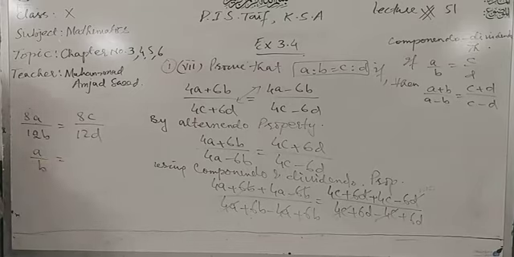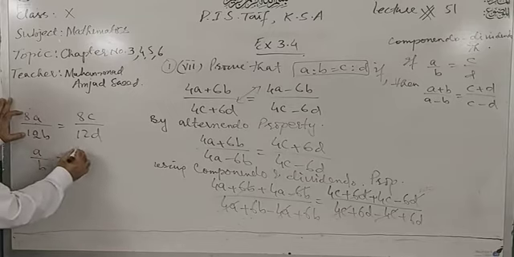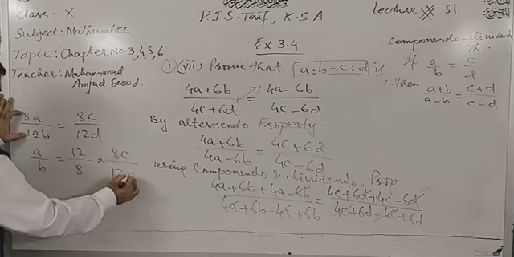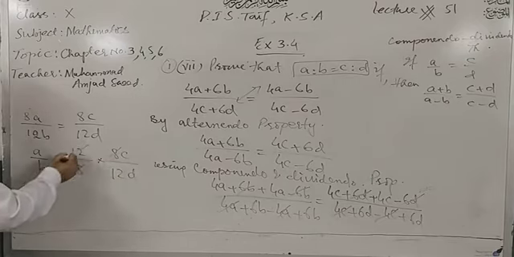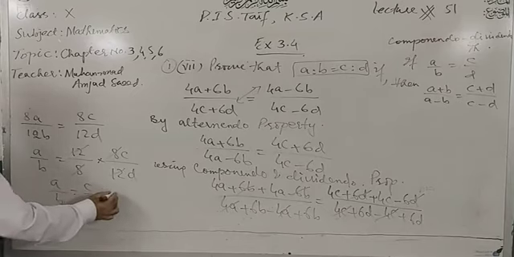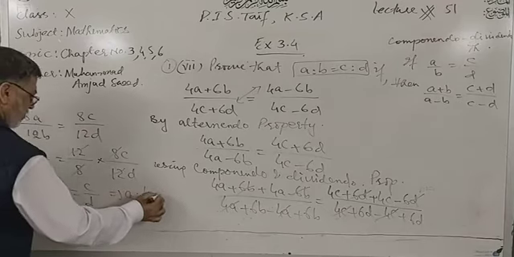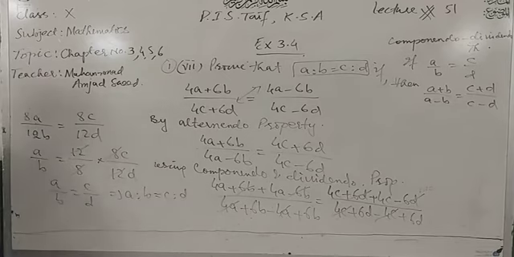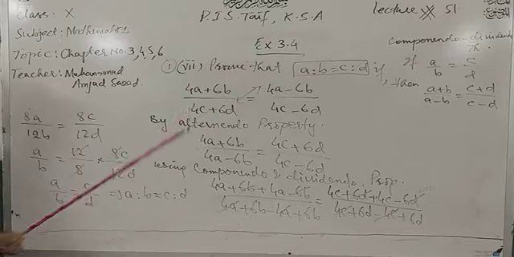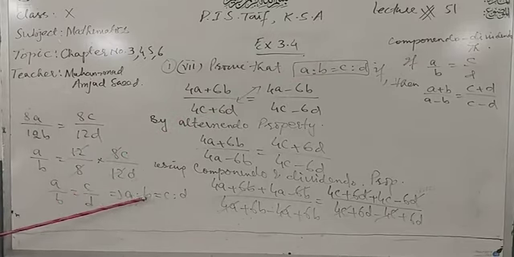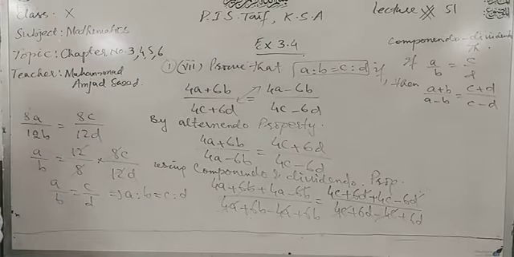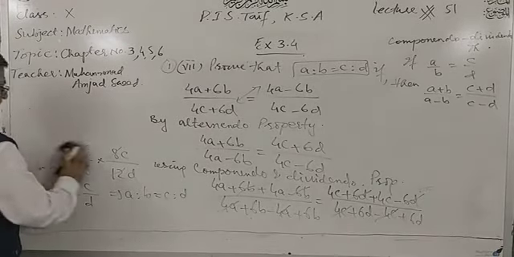a over b, bring this 8 over 12 on the other side, it will become 12 over 8. Then 8c over 12d. 8 cancelled out, 12 cancelled out. a over b is equal to c over d, or you can say a ratio b is equal to c ratio d. That is your answer. I hope that you understood this lesson.